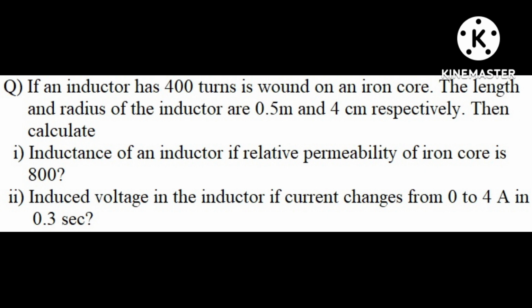The first question is: if an inductor has 400 turns, wound on an iron core, and the length and radius of the inductor are 0.5 meters and 4 centimeters respectively, then calculate, first, the inductance of the inductor if the relative permeability of the iron core is 800. Second, the induced voltage in the inductor if the current changes from 0 to 4 amps in 0.3 seconds.